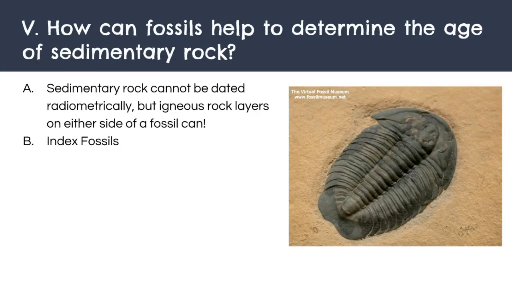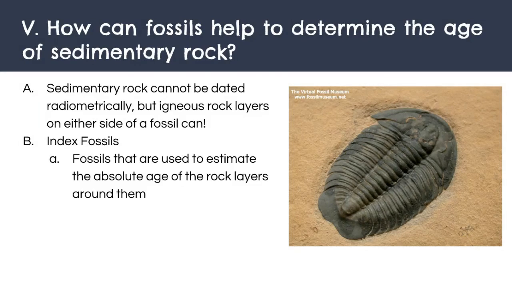So what we can do is find igneous rock layers around it and figure out the absolute age of those layers. And then we can also use index fossils to help figure out the age of sedimentary rock. We know that little word index, we've seen it a lot. It's used for reference. The index of your textbook will give you a reference of where to find things within your book. We talked about index contour lines with topographic maps. Those were those bold lines that we used to help us find the elevation of the lines around it. Index fossils are also used for reference. They're used to figure out the absolute age of the rock layers around them.